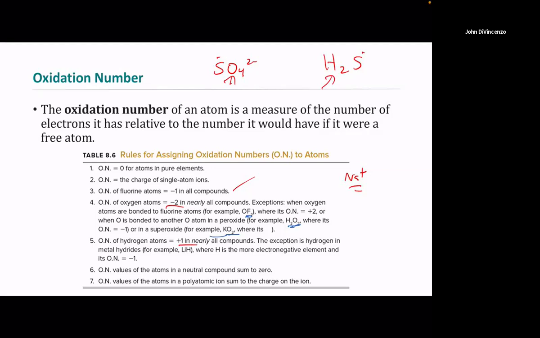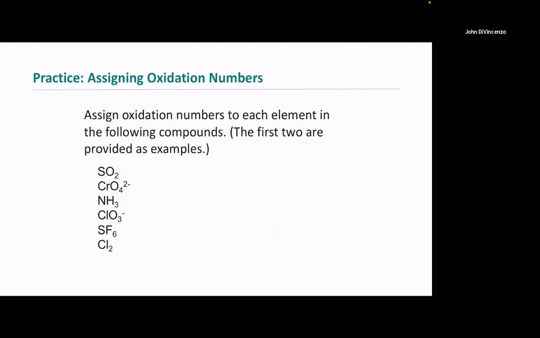Assign oxidation numbers to each element in the following compounds. The first 2 are provided as examples. Nah, let's not provide them as examples. Let's just do them. What's sulfur there? That's easy. That's 4, right? You got 2 oxygens.